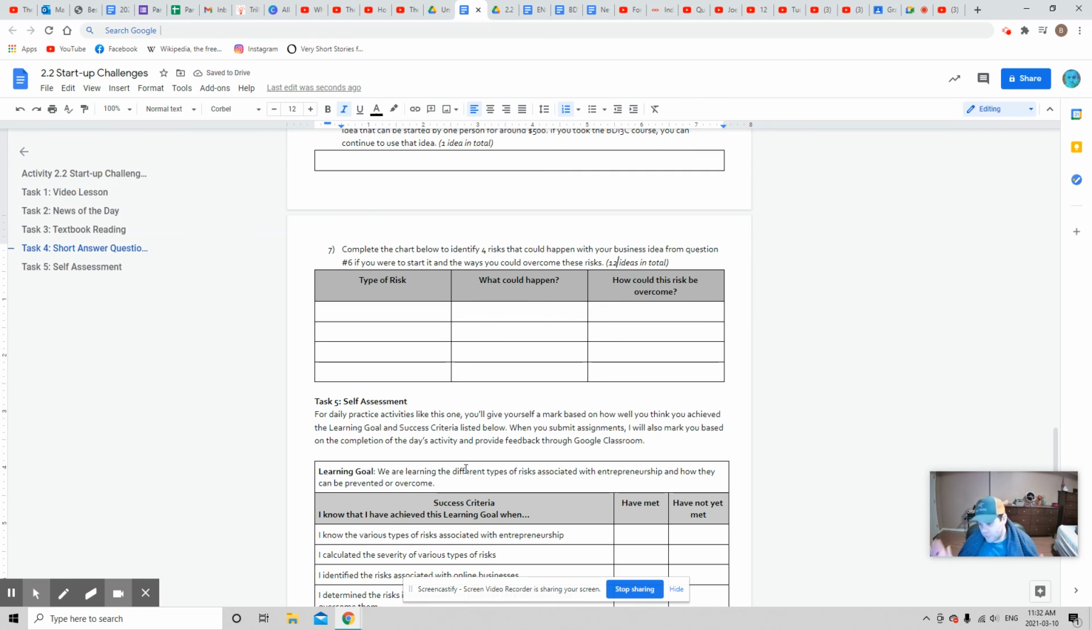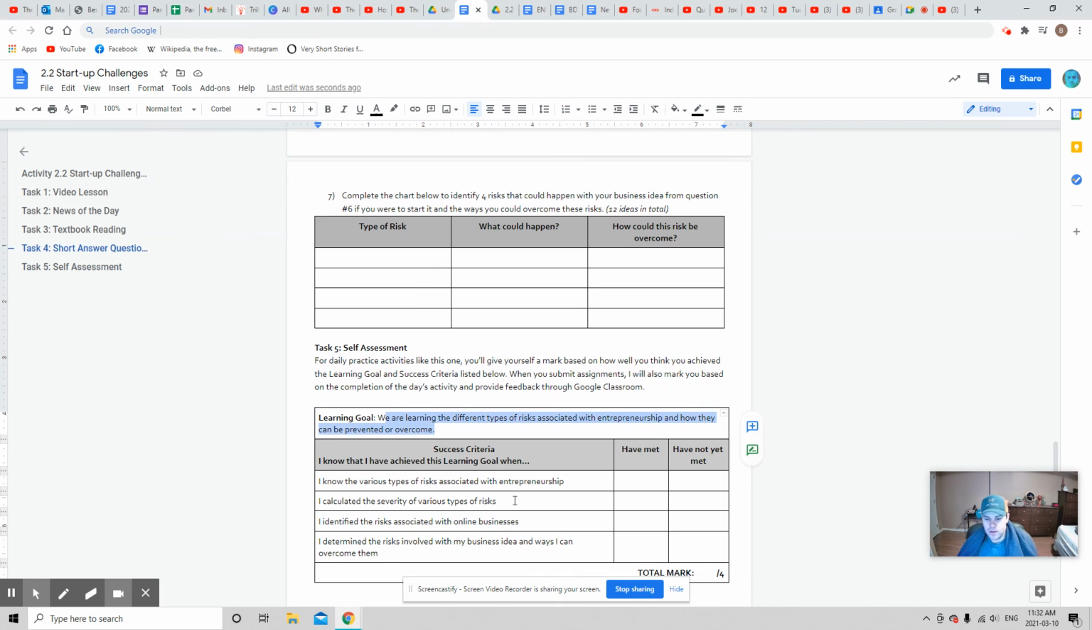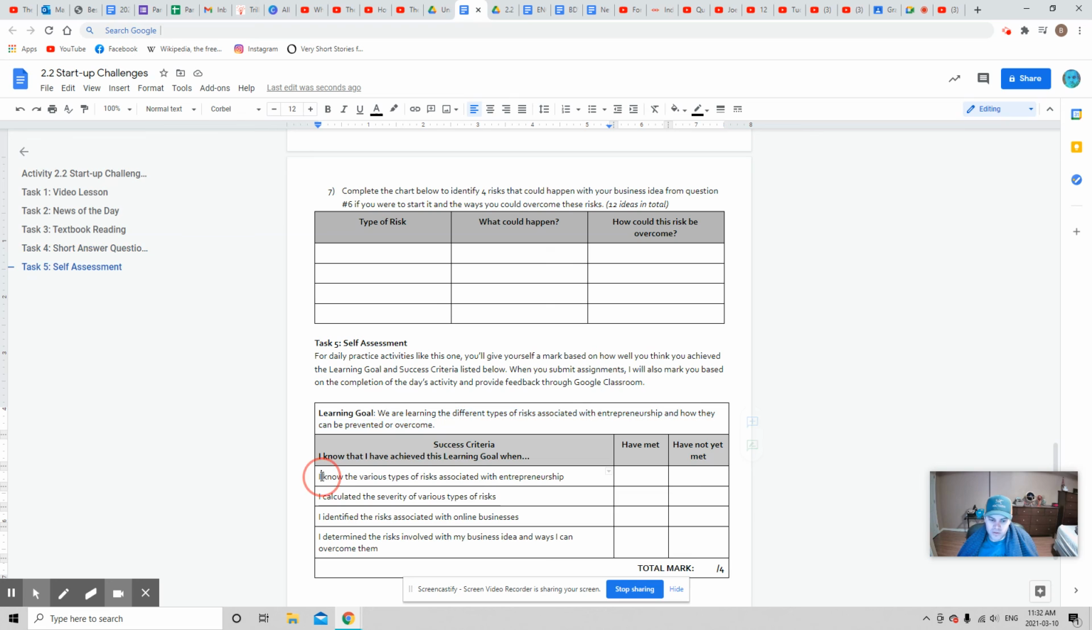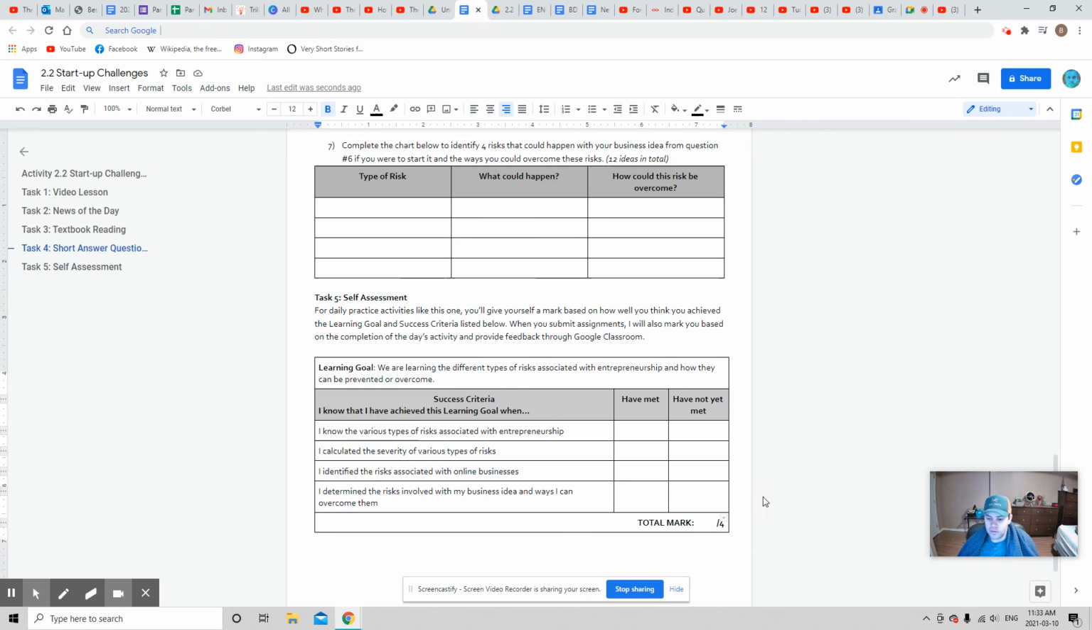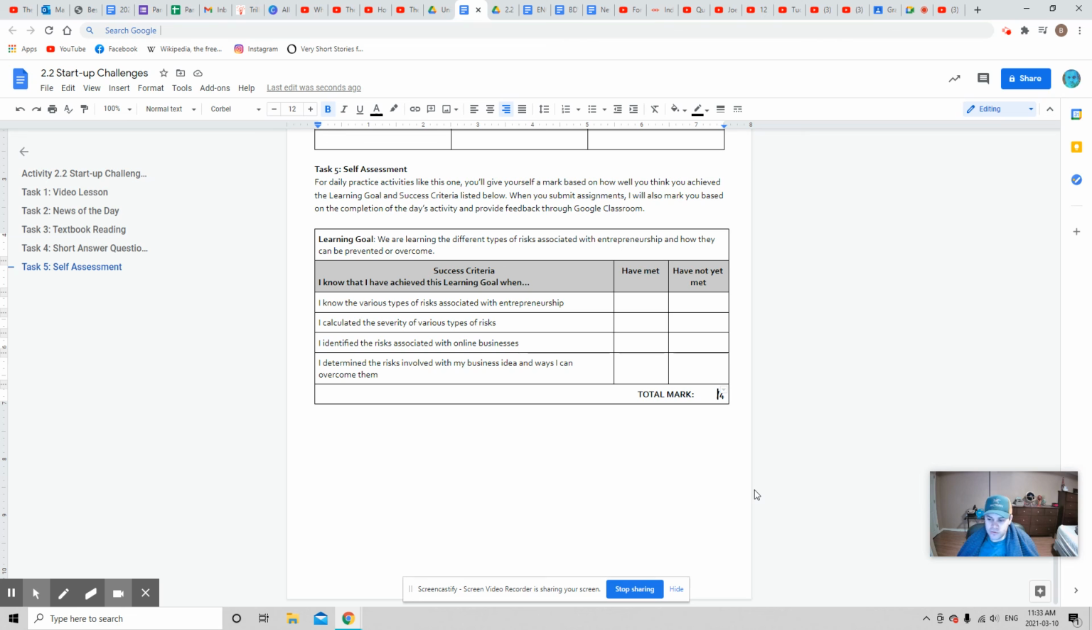All right, and then as usual, I just want you to assess this yourself with our learning goal. We're learning different types of risks associated with entrepreneurship and how they can be prevented and overcome. So there are 4 success criteria here, and if you meet them, just give yourself a check mark or an X. And then for every X you have in this column, give yourself a mark out of 4. So if you met all of them, all 4, give yourself a mark of 4 out of 4. And as usual, once you submit this assignment, I'll read it, comment on it, record the mark, and I'll submit it back to you.